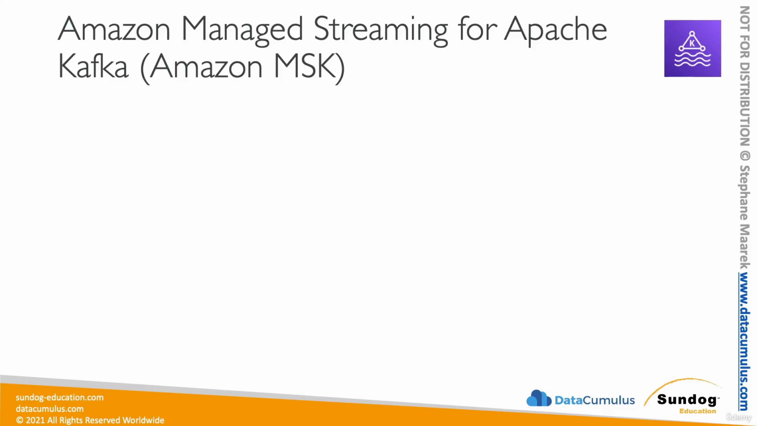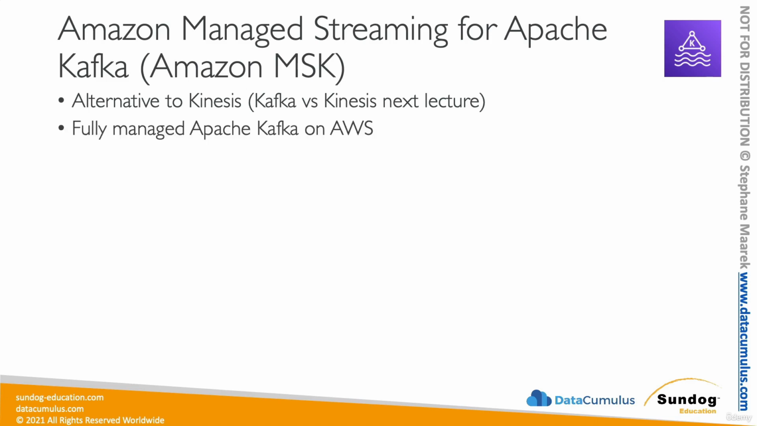Now let's talk about MSK, because MSK is starting to appear on the data and analytics specialty exam. You don't need to know how to use Kafka, because it's quite complicated actually to use Kafka, so there will be no hands-on on this, but you need to know how MSK works, what's the architecture, and the differences versus Kinesis. So Kafka is an alternative to Kinesis, and there will be a lecture dedicated to Kafka versus Kinesis in the next lecture, because the exam will mainly try to make you choose between Kafka and Kinesis based on some scenario. So what is Kafka though in MSK?